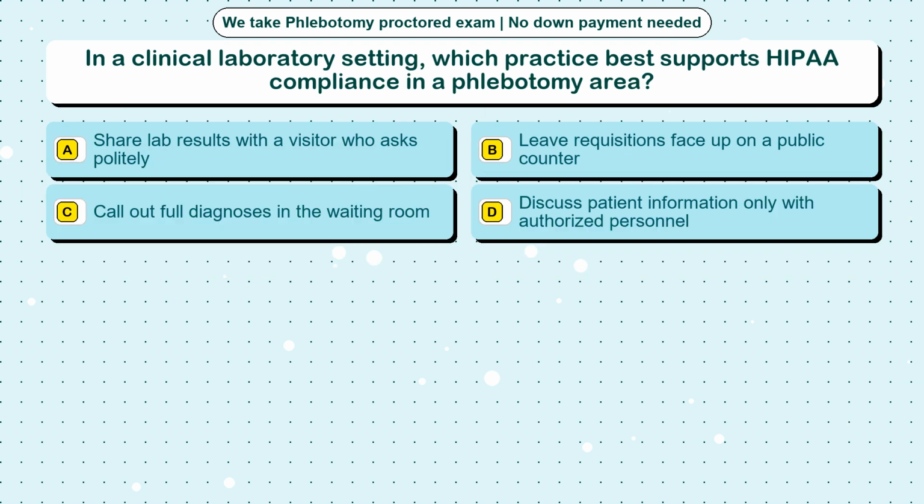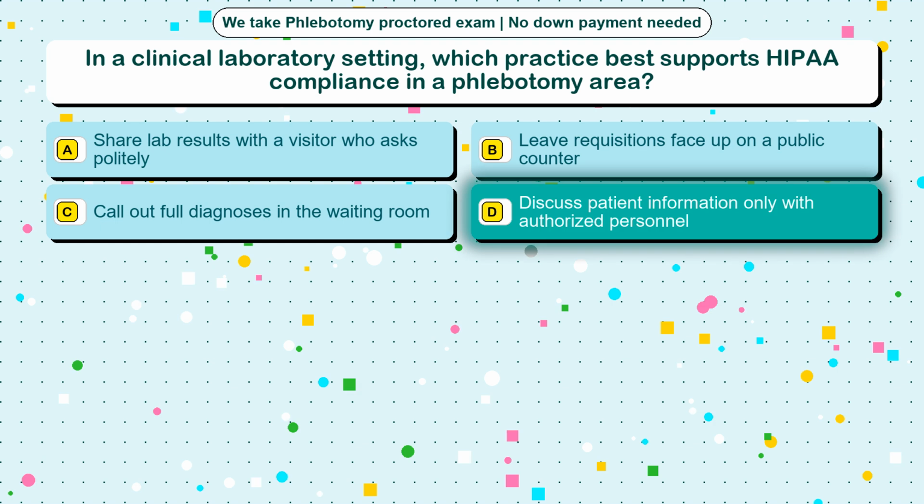Question 36. In a clinical laboratory setting, which practice best supports HIPAA compliance in a phlebotomy area? Option A, share lab results with a visitor who asks politely. Option B, leave requisitions face up on a public counter. Option C, call out full diagnoses in the waiting room. Option D, discuss patient information only with authorized personnel.